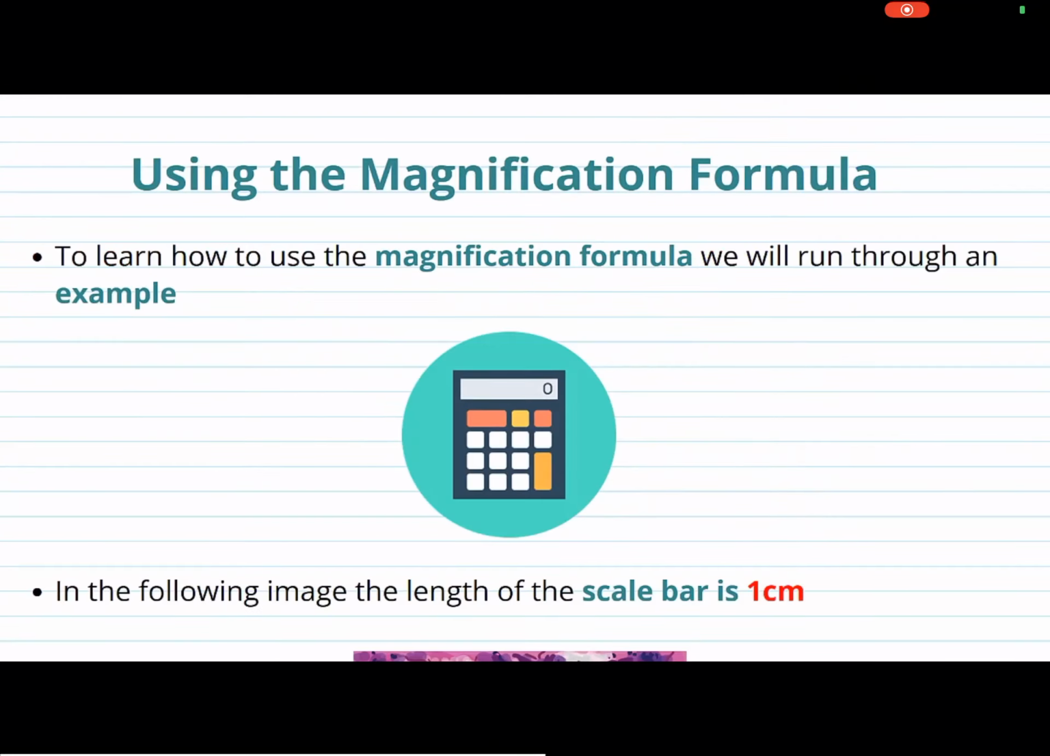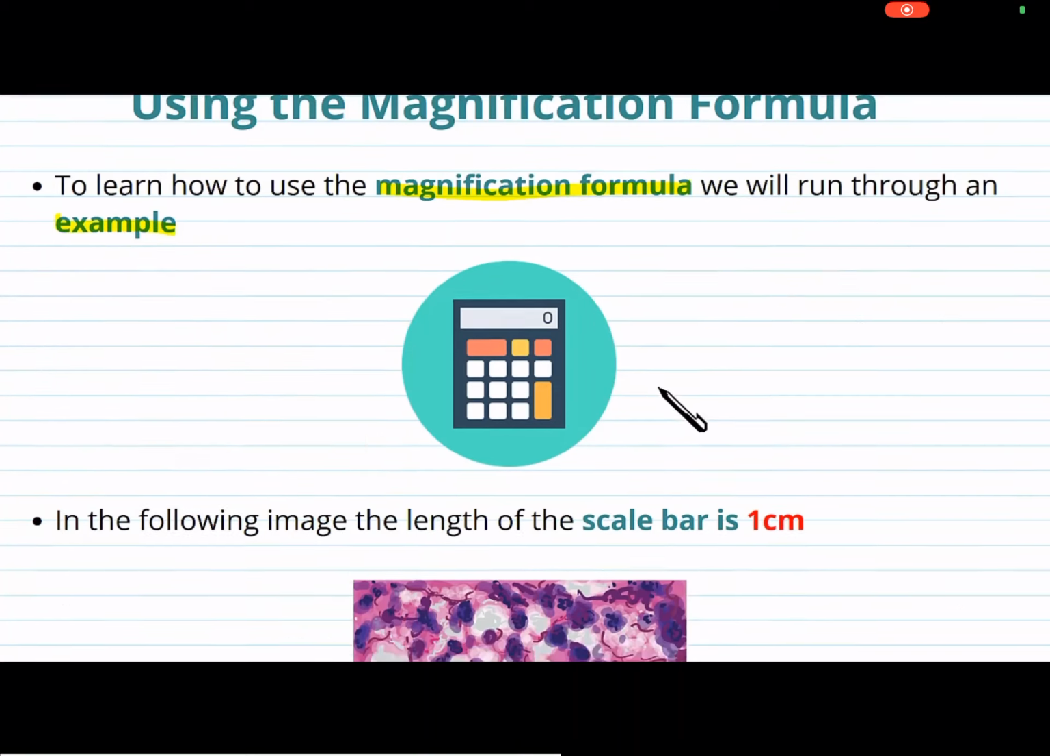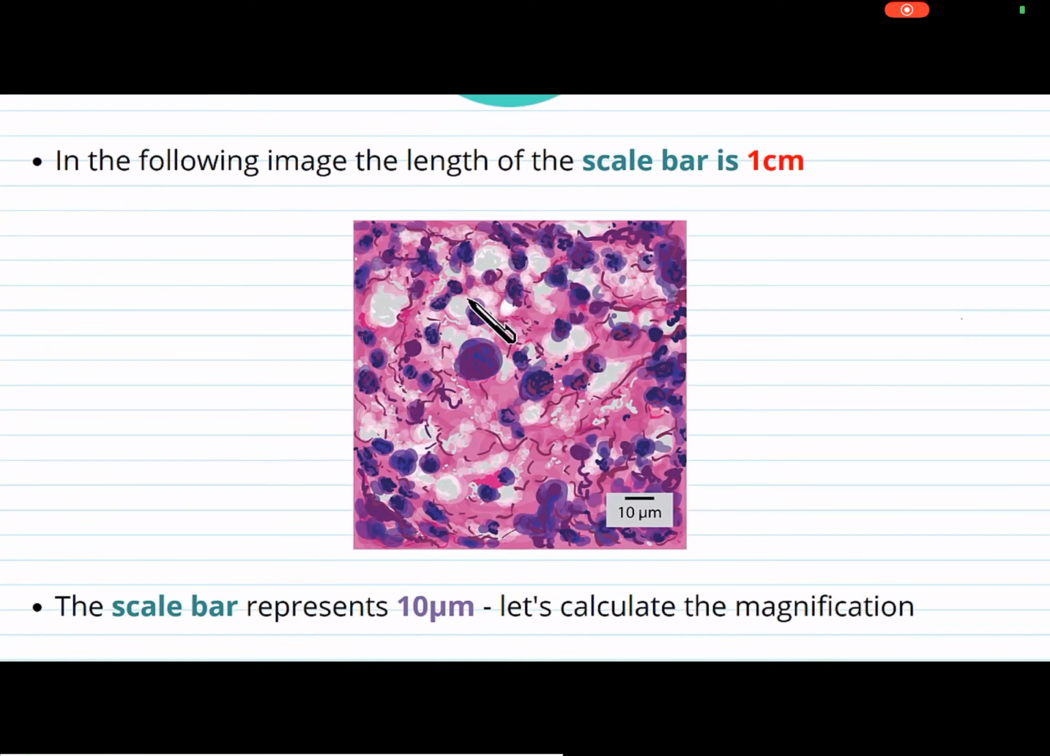So now we need to look at how we actually use the magnification formula to work out certain values. And to learn how to use the magnification formula, we're just going to run through an example to show you how you can do it. So in the following image, we've got an image of some cells under a microscope. The length of the scale bar is 1 centimetre.